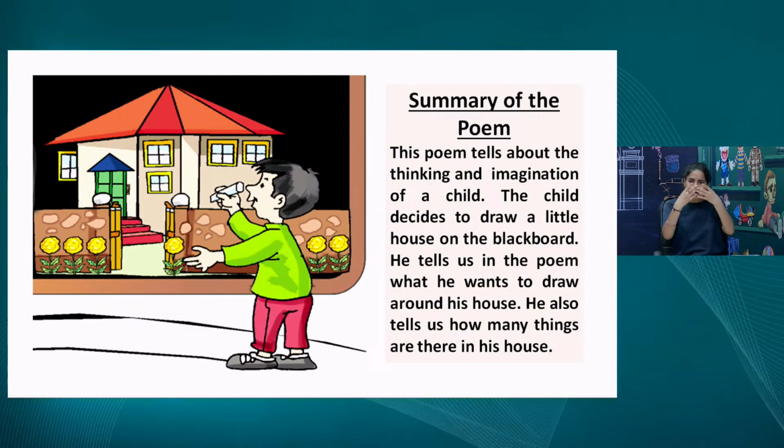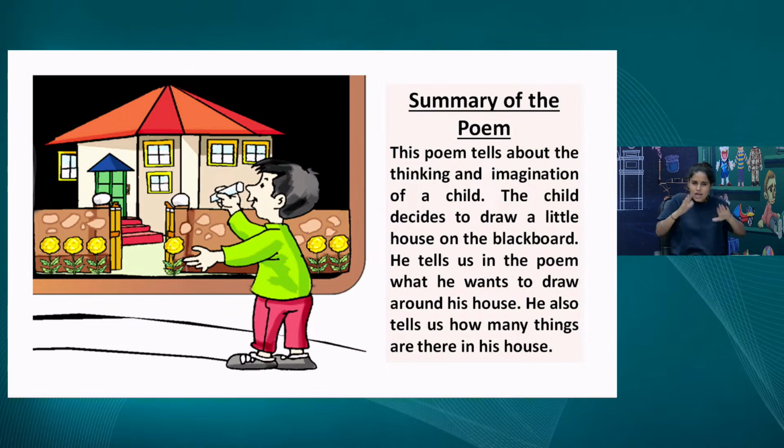He wants in his house only marigold flowers, not other flowers, no roses. He only wants marigold flowers, and only 6 windows and 4 chimneys. So this is what we understood: the summary of the poem is that a child only wants specific things as per his imagination.